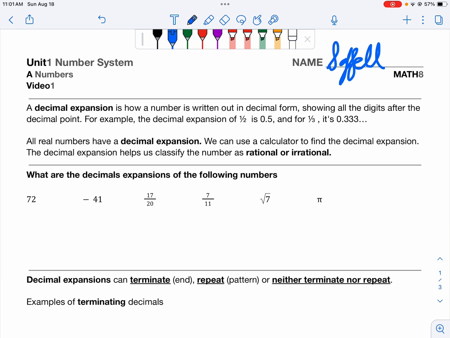All right, so a decimal expansion. A decimal expansion is how a number is written out in decimal form, showing all the digits after the decimal point. For example, the decimal expansion of 1/2 is 0.5, and the decimal expansion for 1/3 is 0.33333333. We would write that like this, 0.3 repeating. All real numbers have a decimal expansion. As you look at this set of numbers here, every one of these numbers has a decimal expansion. No matter what it is, we use a calculator to find the decimal expansion.